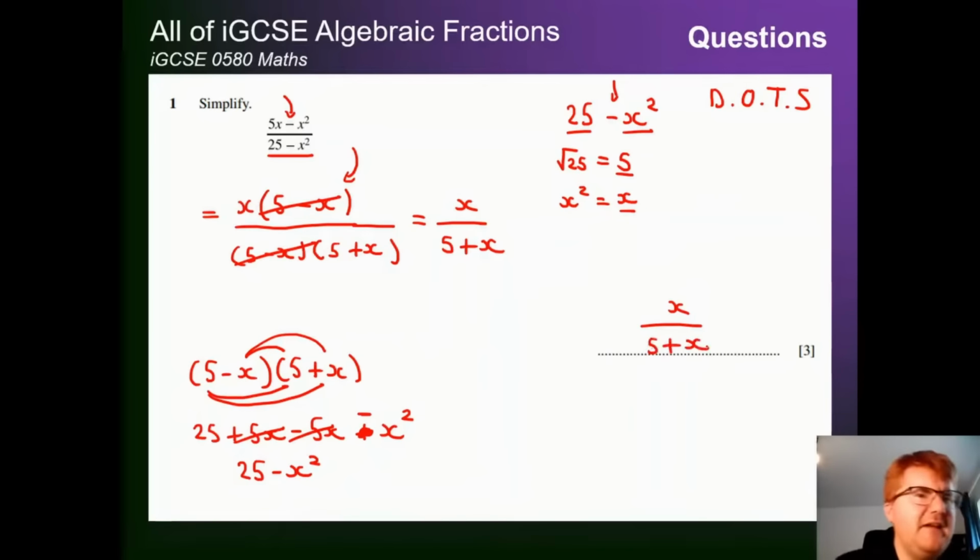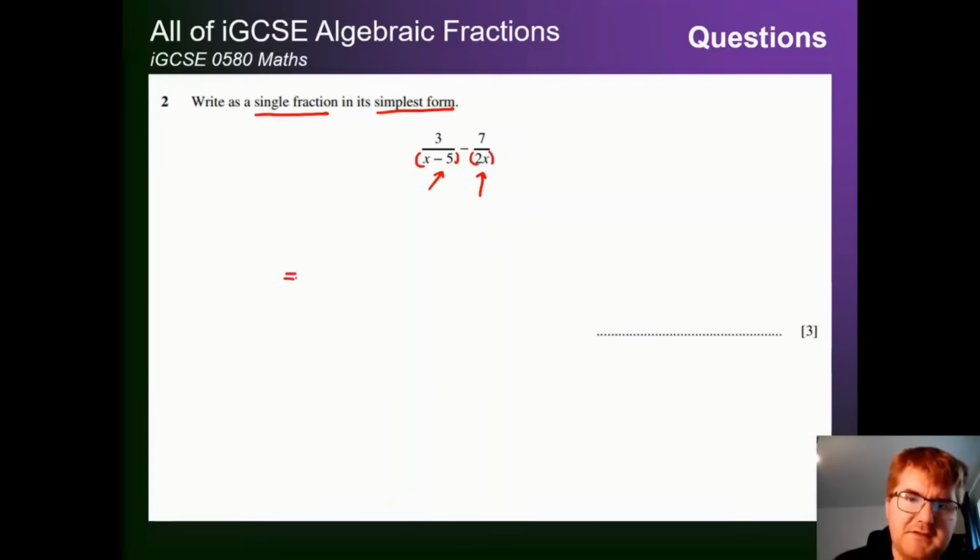There's the mark scheme and where you pick up the method marks over here. And on to question 2. In this case, we need to write as a single fraction in its simplest form. So the first thing to notice here, we have different denominators. We have an x minus 5 and we have a 2x. So one way to make one fraction here is to multiply the two denominators together. So if we do that, we just get x minus 5 times 2x.